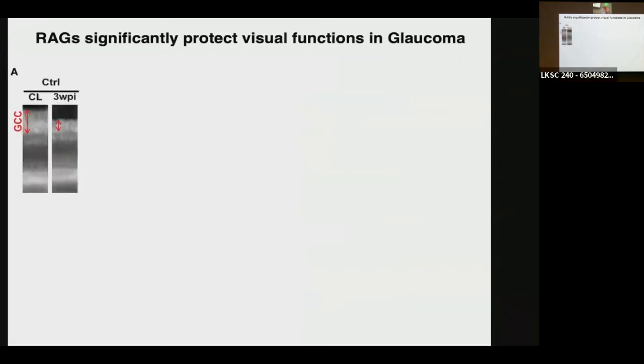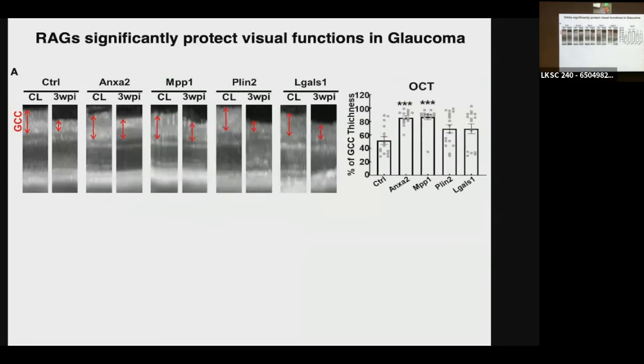Okay, so I don't know how to go back, but anyway, the most striking protection and regeneration comes from a gene named ANXA2, and another gene is MPP1. Because we want to develop a treatment, we want to look at their function not only in regeneration but in a glaucoma model. In the glaucoma model we developed, at 3 weeks there is a significant thinning of the ganglion cell layer in vivo, right? And ANXA2 and MPP1 overexpression can significantly increase the thickness and prevent the degeneration. But the other 2 genes, PLIN2 and LGALS1, have less axon regeneration capability, so they have less significant neuroprotection in glaucoma.